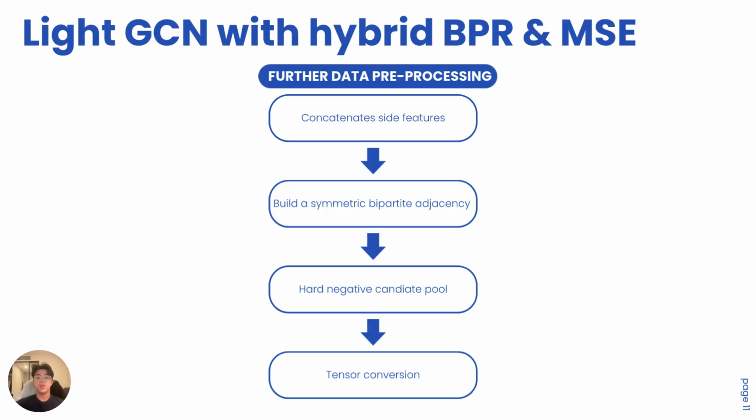So now that we're done with neural network matrix factorization, we move to a more advanced neural network, which is LightGCN with hybrid BPR and MSE. We did further data preprocessing where we concatenate side features, so it prepares fused side information embeddings. We also build a symmetric bipartite adjacency, so it prepares the LightGCN propagation matrix. We also made a hard negative candidate pool that provides negatives for BPR-style loss. And lastly, we did tensor conversions, where we convert all index and rating arrays into TF constants, or tensors, for efficient TensorFlow computations.